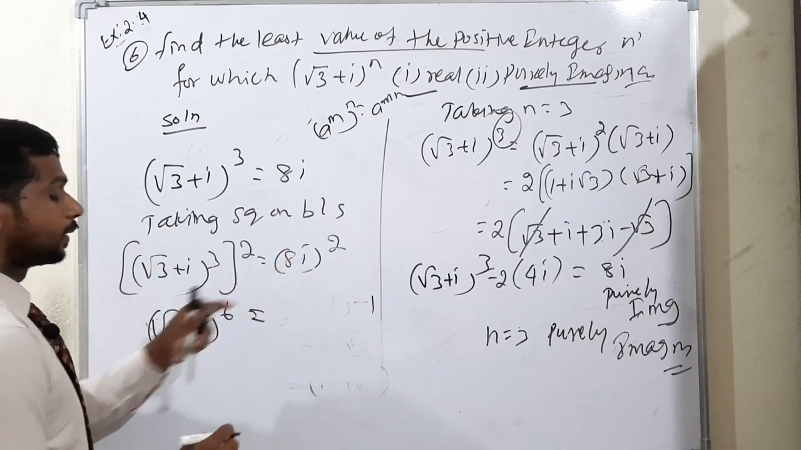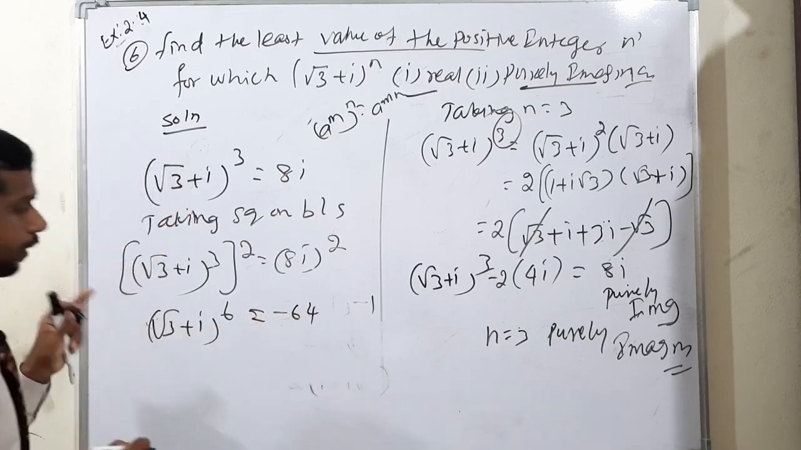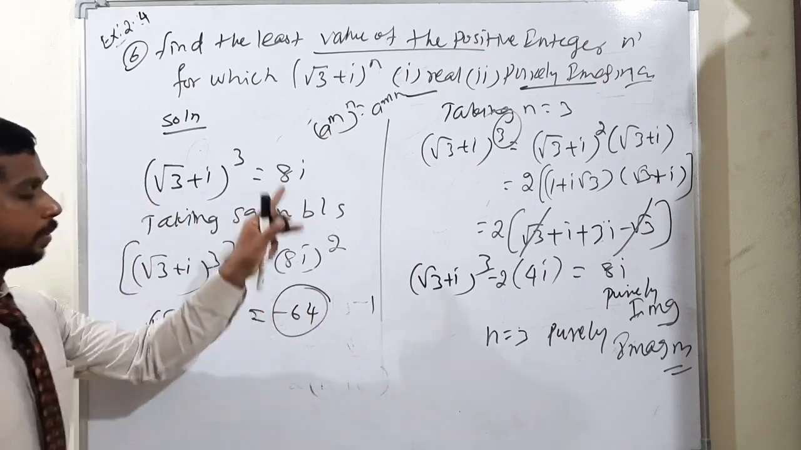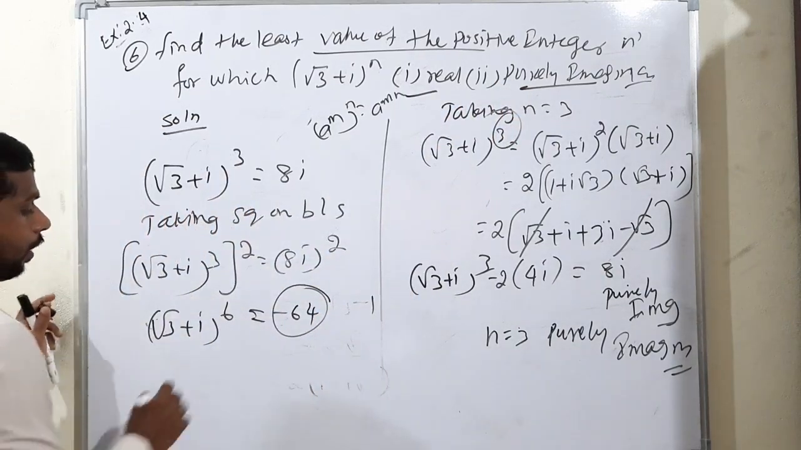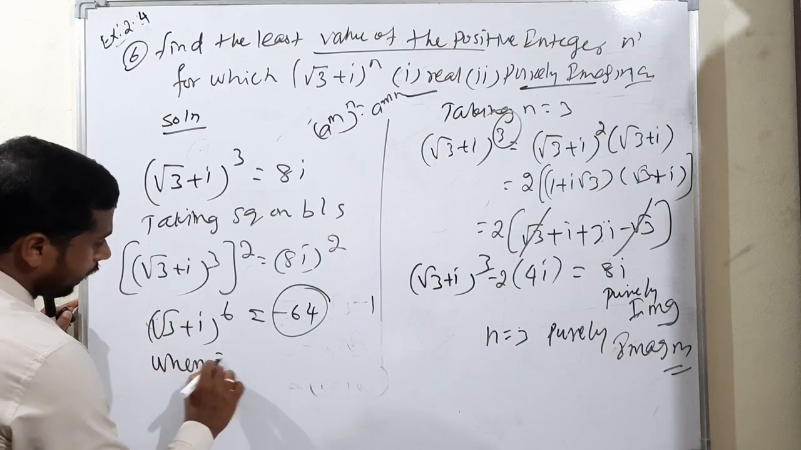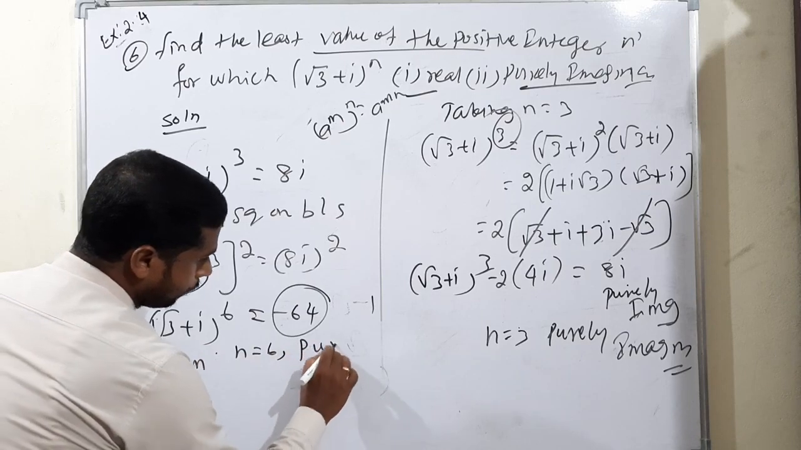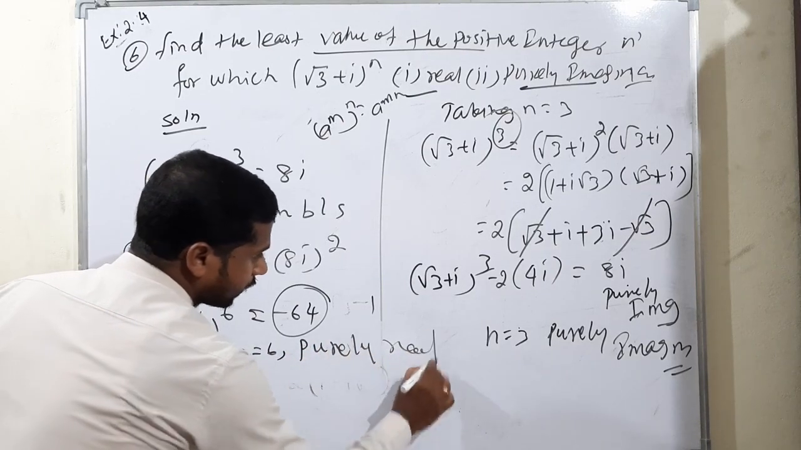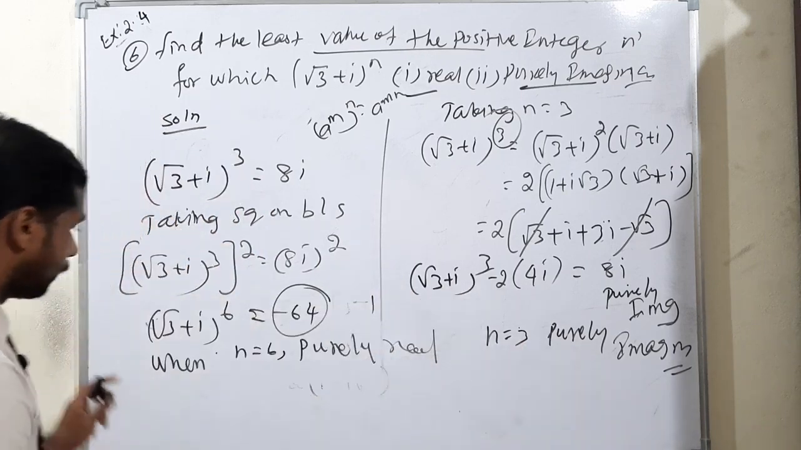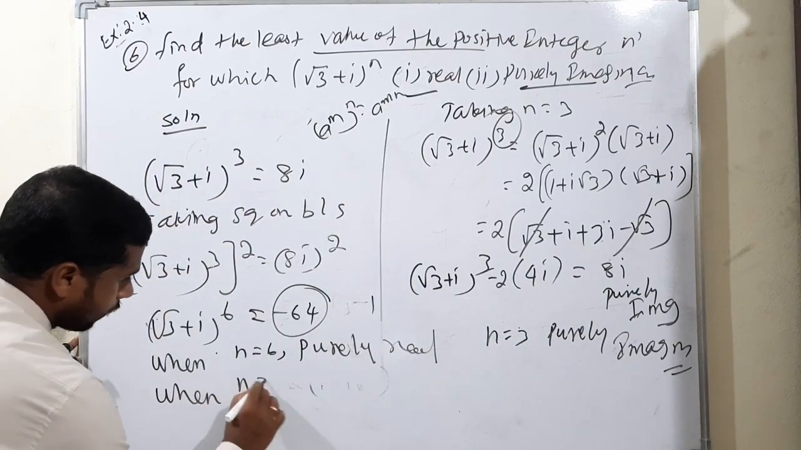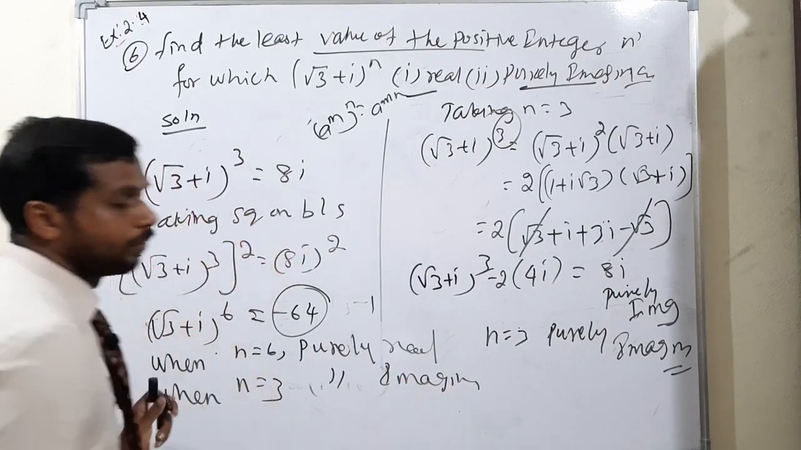If you remove the bracket, 8 squared means 64, but i² means minus 64. See, look at this, it is only real. So when it is only real, imaginary will be 0. Therefore this is called purely real. Therefore when n is equal to 6, this is purely real. That is the first answer. Then, purely imaginary when n is equal to 3. One of the important 5 mark questions.